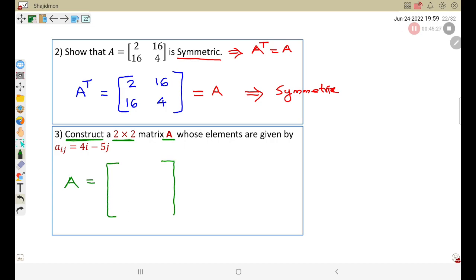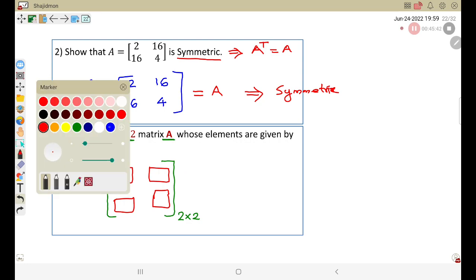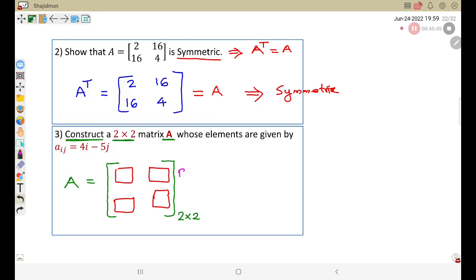It should be 2x2, correct? 2x2 means how many numbers should be inside? Here one number, here one number, here one, correct? 2x2, because how many rows and how many columns? 2 rows, first row, second row, column number 1, column number 2, that is 2x2, correct? So how many numbers should be inside? A11, A12, A21, A22, correct? We need to calculate these 4 numbers, okay? I hope you understood.